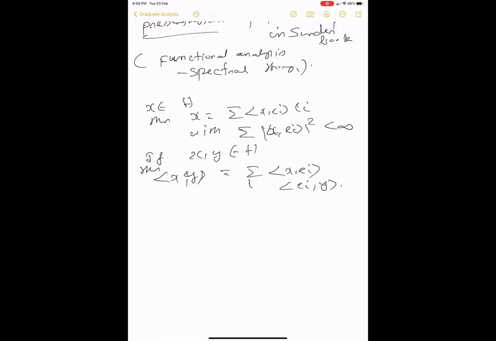No, there is something more. I have to prove the following proposition. The following two statements are equivalent: H is separable if and only if there exists a countable orthonormal basis.